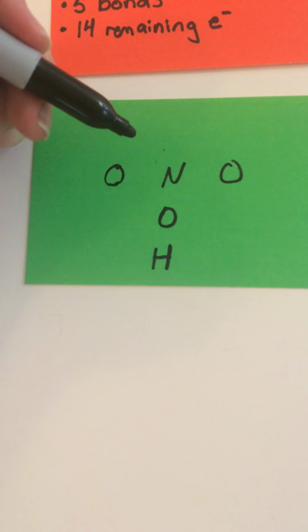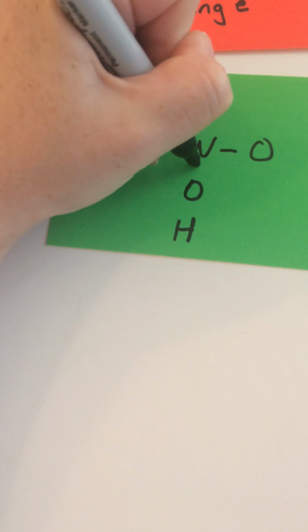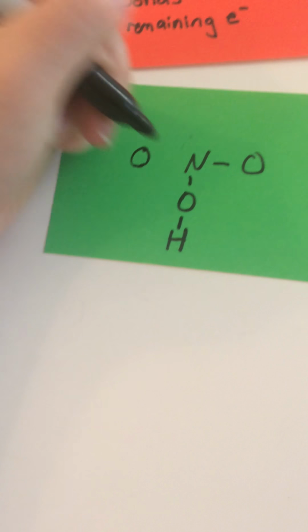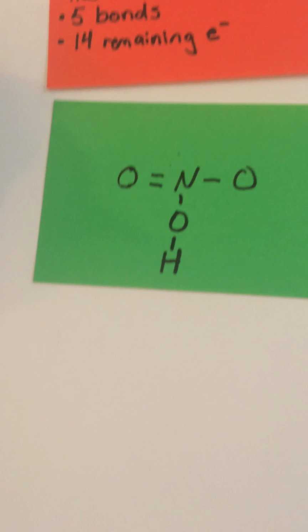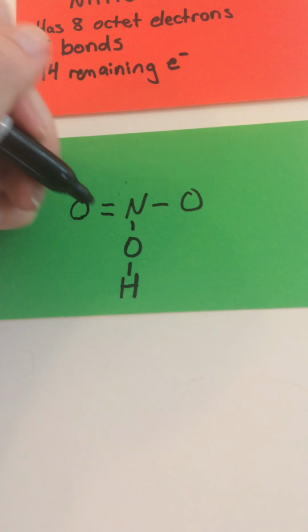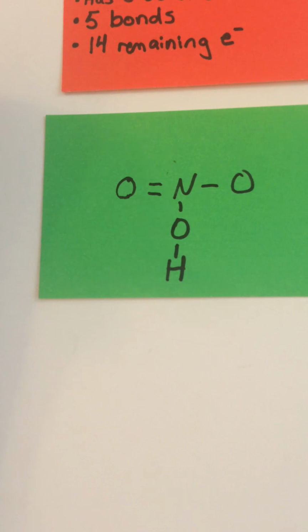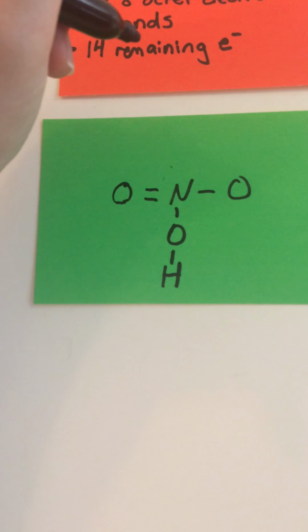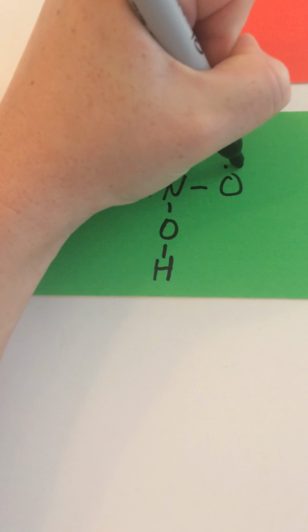We have the 3 oxygens, 1 nitrogen, and 1 hydrogen. With that, we have our first bond, second bond, third bond. We have 2 left over, so we're going to do a double bond from the nitrogen over to the oxygen. Then we still have to fill it up the rest of the way to make it satisfied and stable.